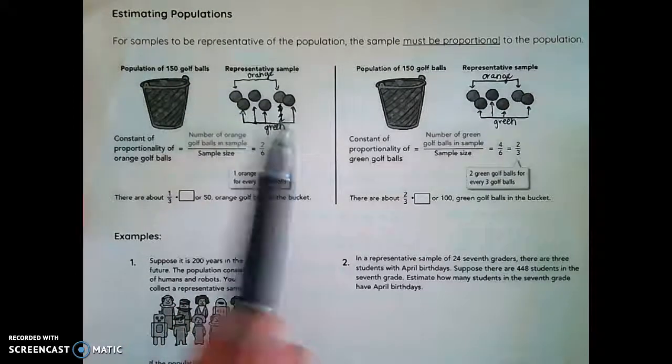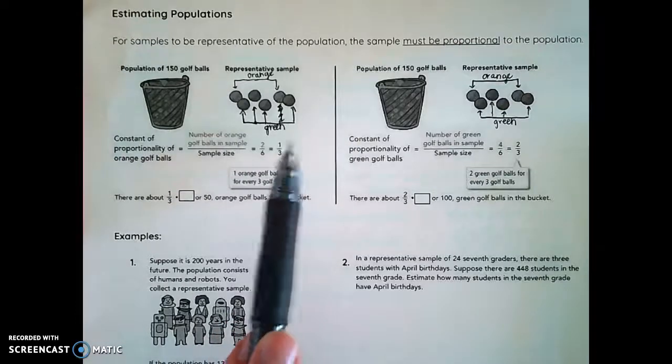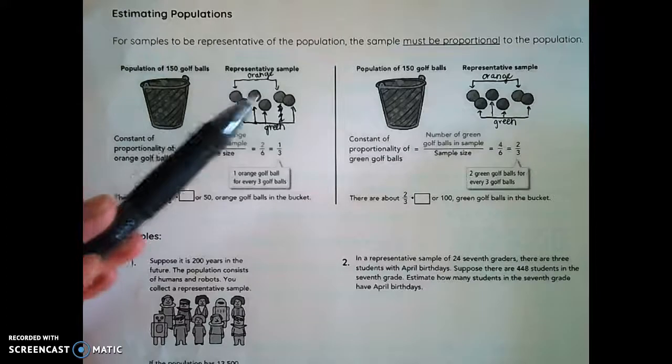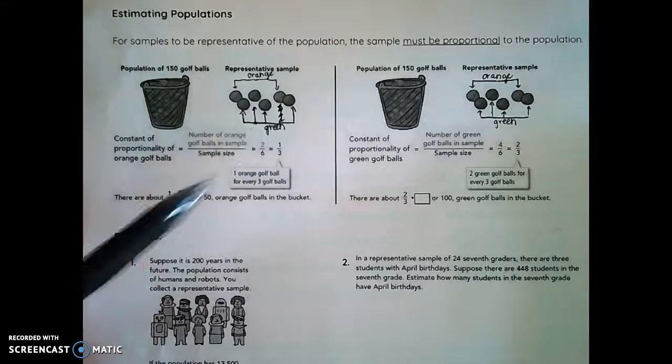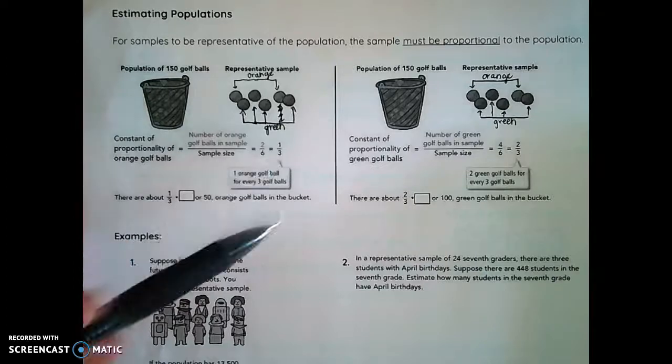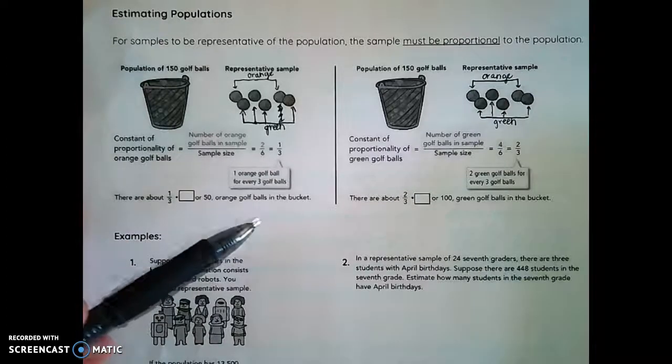2 of these are actually orange, 4 of them are green. And the first thing they're trying to do here is figure out how many orange golf balls would be in the population as a whole. Now what we can do is find our constant of proportionality of orange golf balls. So I have 2 orange golf balls out of the total of 6 golf balls, so 2 out of 6, which would give me a 1/3 chance of something being an orange golf ball.